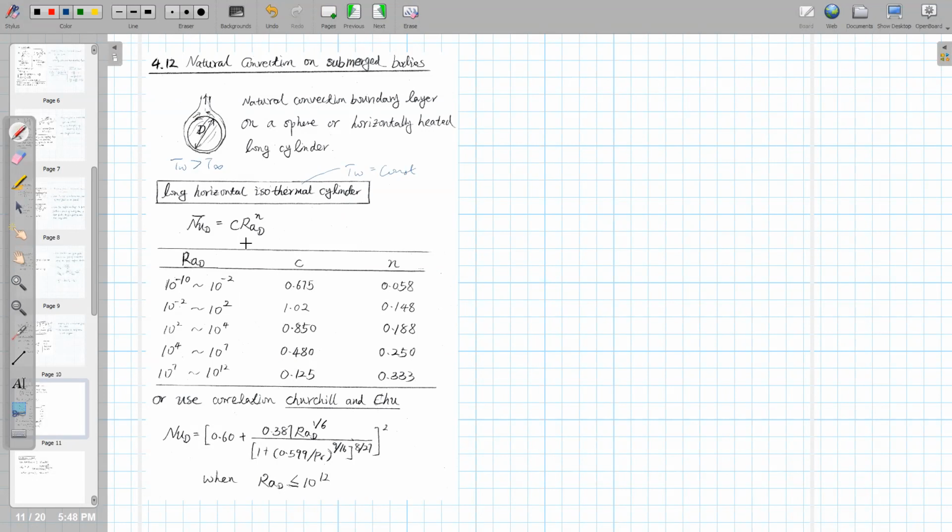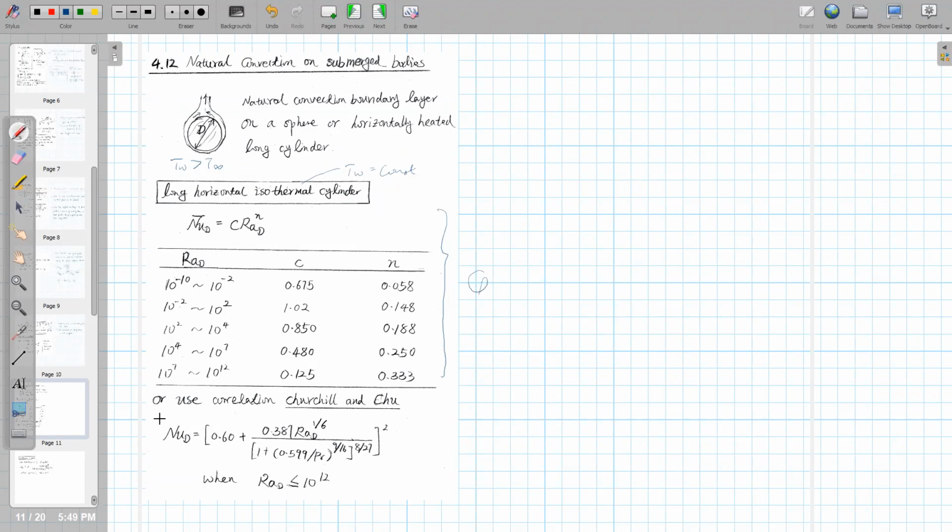This gives you an easy way to estimate the heat transfer rate when you have free convection around a very long horizontal isothermal cylinder. This is method one, the method you can use.